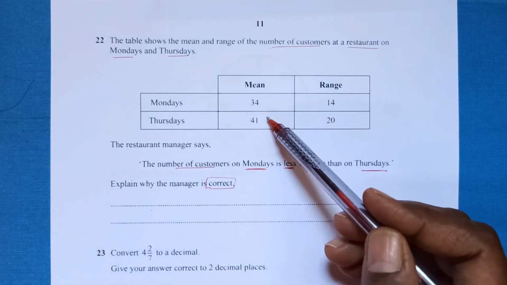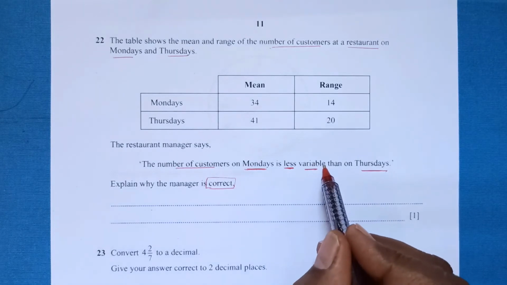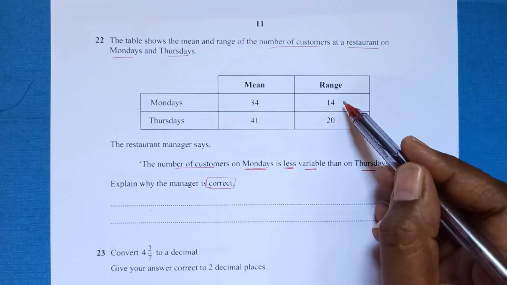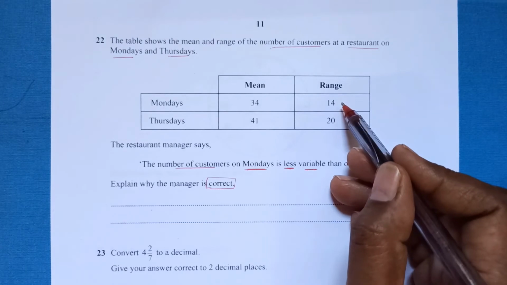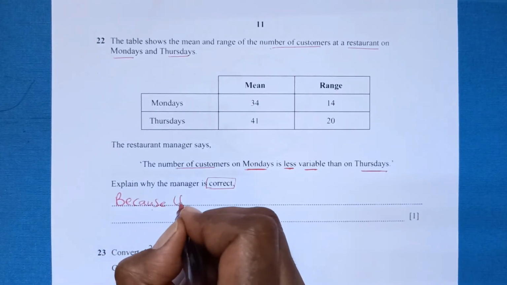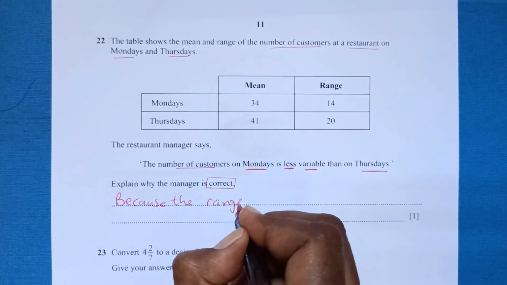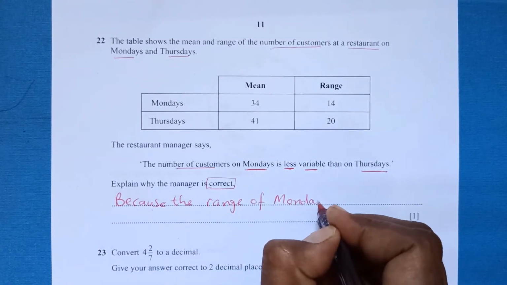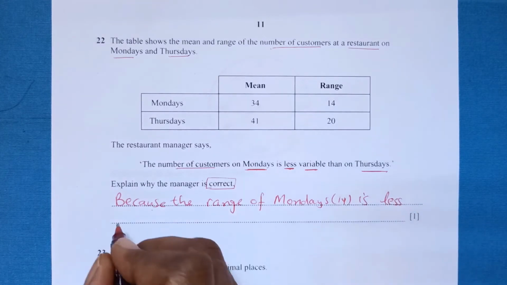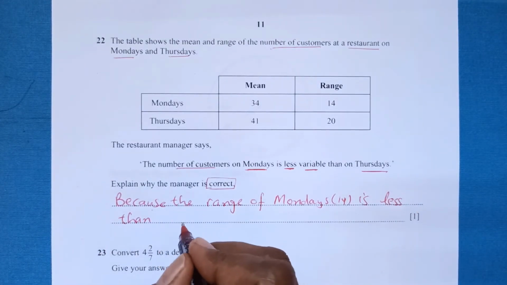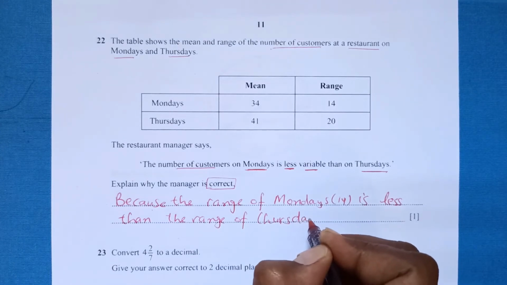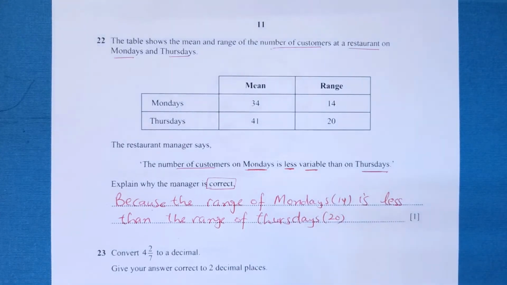If you look at the mean, we cannot use mean when we are looking for something variable or the change. We should always compare the range. So we can say the range of Mondays is less than the range on Thursdays. So we can write down: because the range of Mondays, which is 14, is less than the range of Thursdays, and Thursdays is 20. So 14 is less than 20.